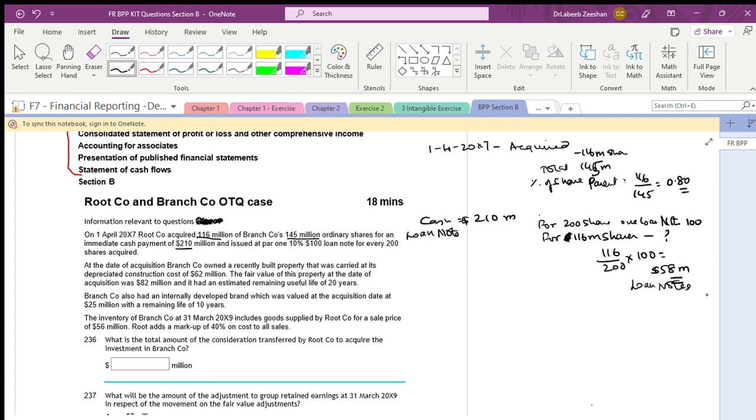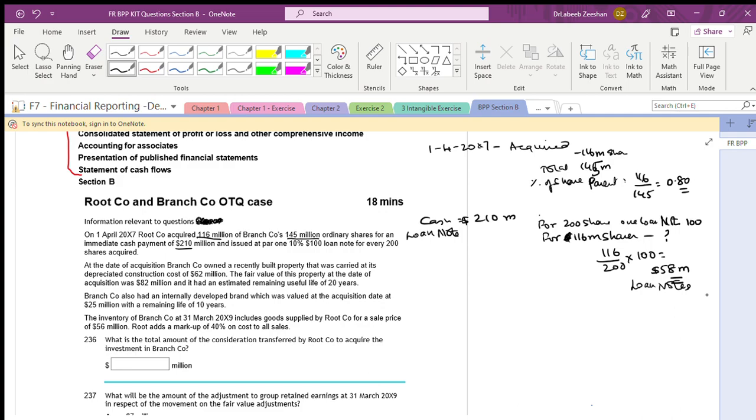But at the date of acquisition, don't waste time. Time is very precious. The first time you read the scenario is the first approach; the second time, wherever it's possible, you just do the calculations immediately. Time is very important: 1.8 minutes per question.